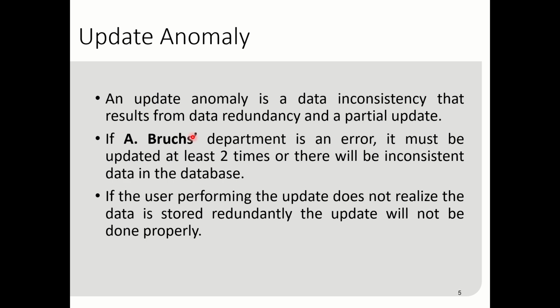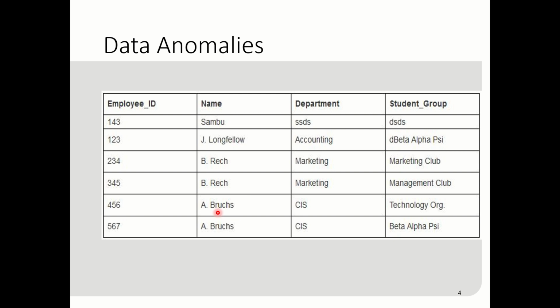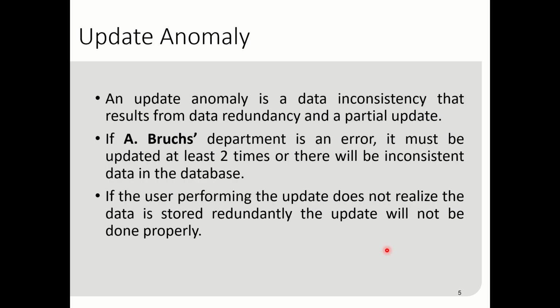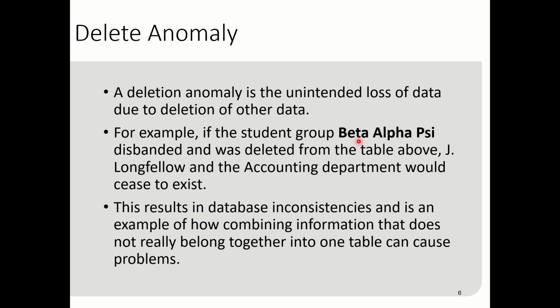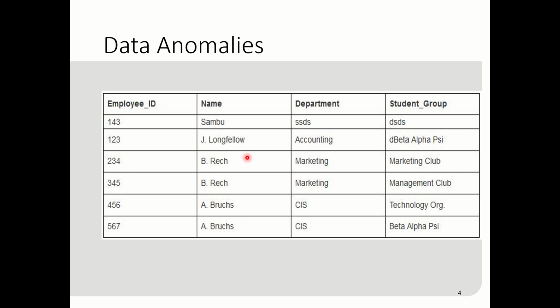Take an update anomaly. Say you are trying to update the data in such a way that I give a query to update the department of this person, or update the student group or department. If they are two different people, then definitely the data of one of the people will be updated in the wrong sense. So there could be some update anomalies happening. Then just imagine that we are going to delete this beta alpha phi psi department.